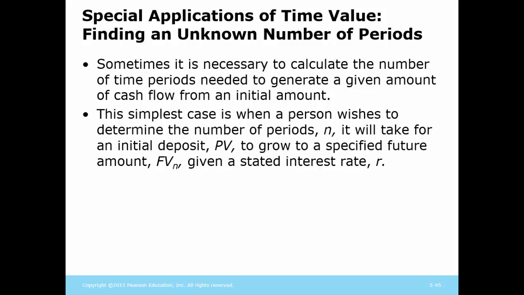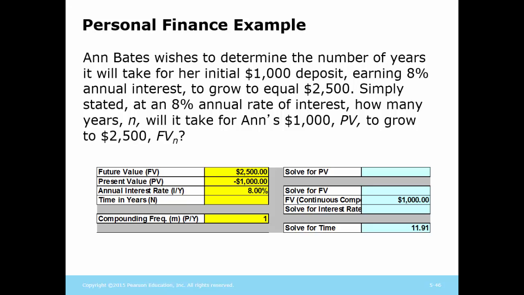How do we find time? Maybe that's something we're interested in. I think the most critical example, we'll talk about this in class, is the amount of time it takes for your money to double. So we can ask this general question first. We want to determine how many years it takes for $1,000 to grow to $2,500 if it earns 8%. $2,500, $1,000, 8%. Obviously here the time it's going to take is 11.91 years for this to grow to $2,500.